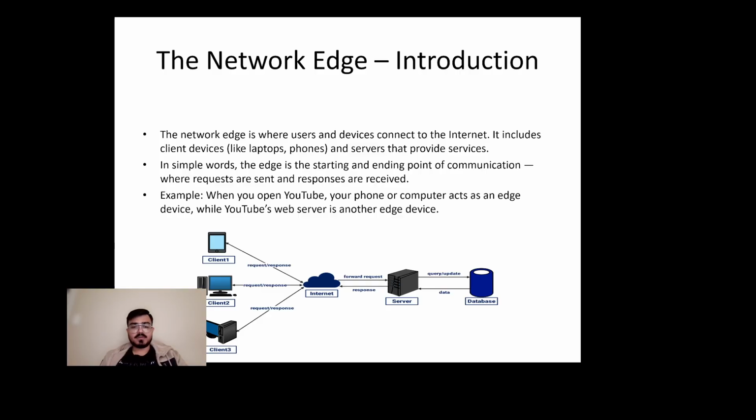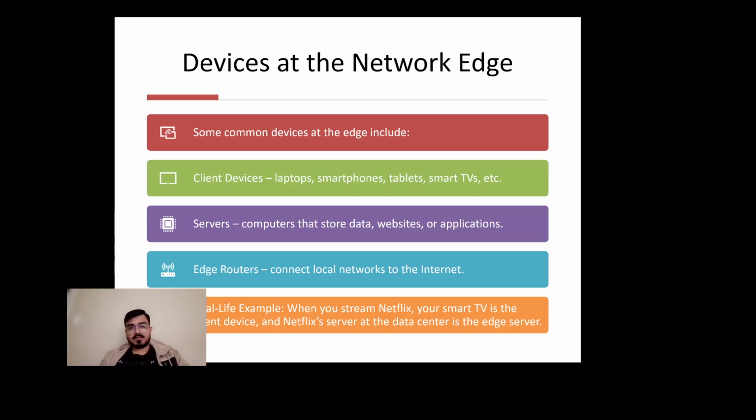Let's move to the next one. You can see the diagram of client and server at the edge. Devices at the network edge: the edge includes many kinds of devices. Client devices like phones, tablets, or laptops, these are the ones we use. Servers, which are big computers that store websites, apps, or data. Edge routers, which connect local networks like your Wi-Fi to the larger network, the internet.